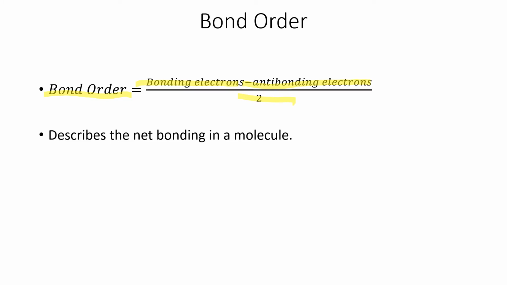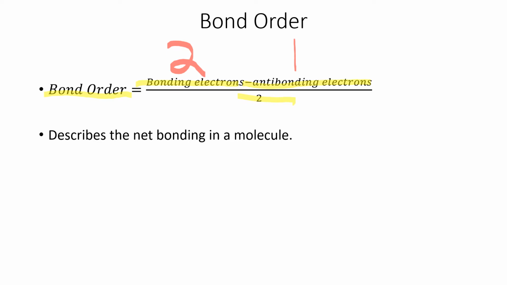So if you look back at all the examples that we just did, if you go back and look at H2, what did we have? We had 2 bonding electrons, no anti-bonding electrons. That would make your bond order 1. 2 minus 0 is 2. 2 divided by 2. Bond order is 1 for H2. We have a net bond. If you look at the next one we did, H2 minus, what do we see for H2 minus? You had 2 bonding electrons, 1 anti-bonding electron. 2 minus 1 is 1.